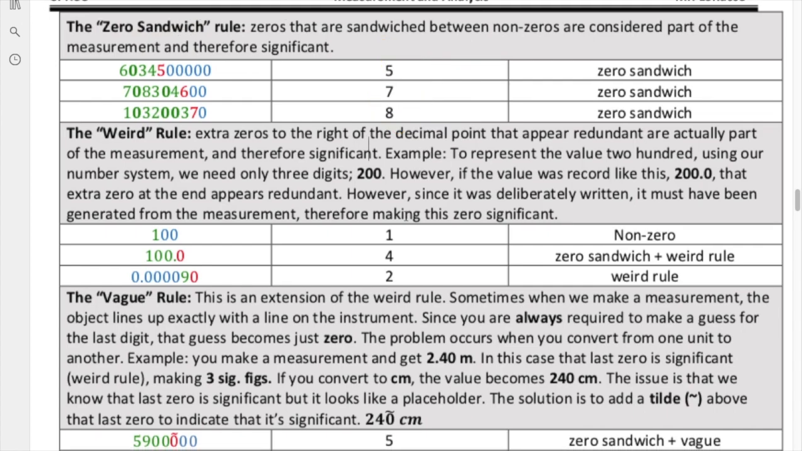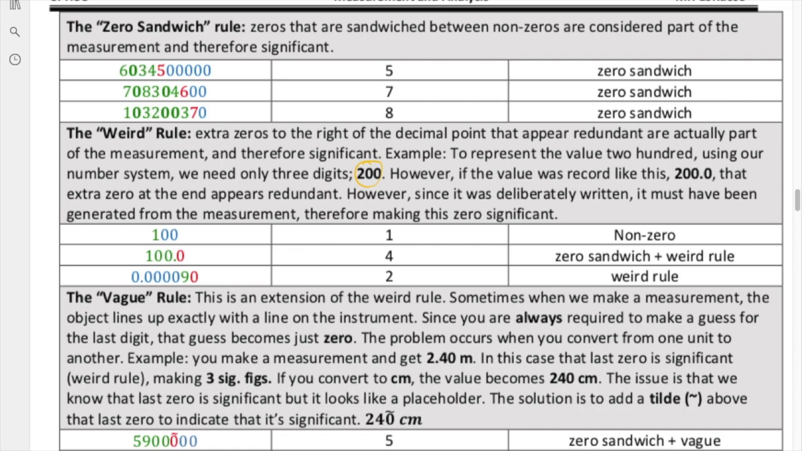Next, we're going to talk about the next rule, which I refer to as the weird rule. Let's talk about what I mean by this very bizarre name. Now we're going to talk about what happens when we have extra zeros, sometimes extra zeros to the right of the decimal point. If you have an extra 0 after a decimal point, it's kind of redundant. For example, if you want to represent the number 200, all you need are 3 numerical digits, a 2 followed by 2 zeros. That's all you need to represent 200.